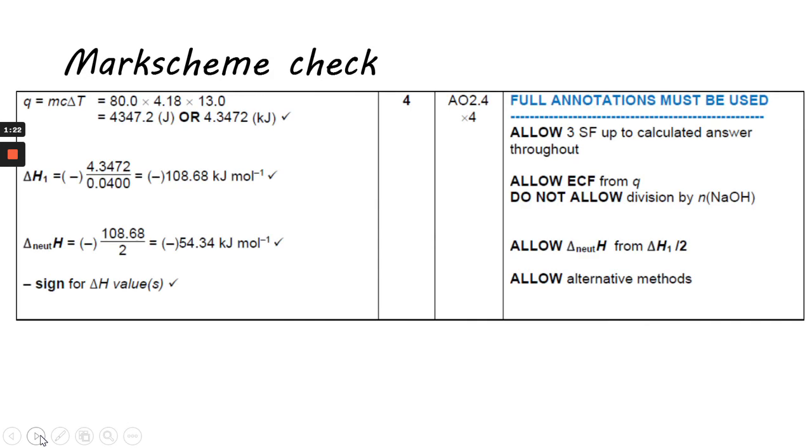Checking against the mark scheme, the first mark is for the number of joules or kilojoules, the second mark is for calculating minus 108.68, the third mark is for ΔH neutralisation, and the fourth mark is for making sure it's negative.